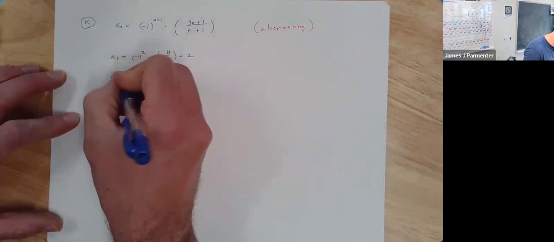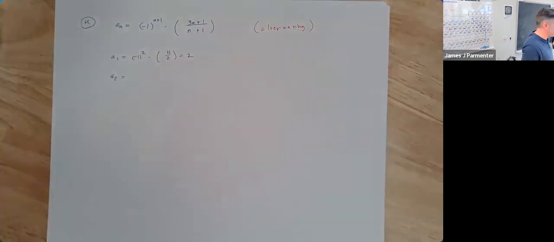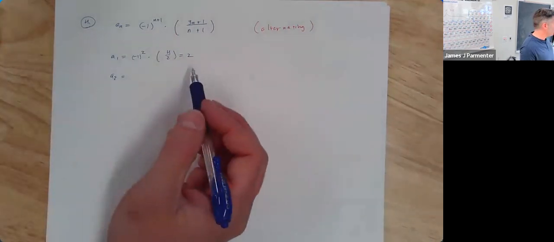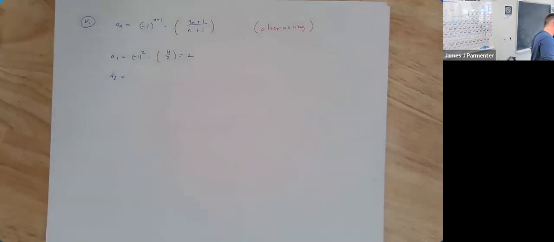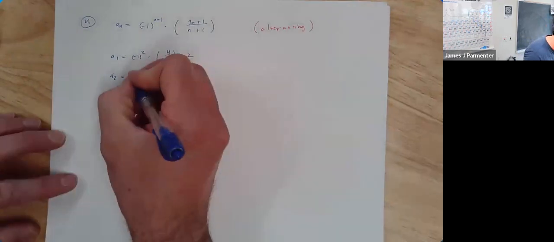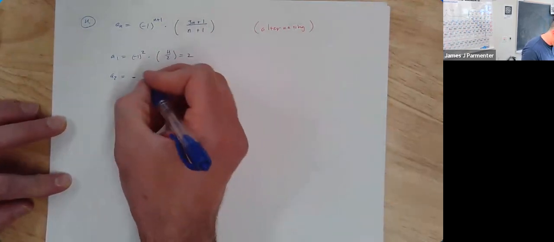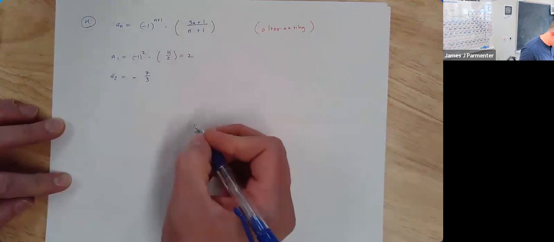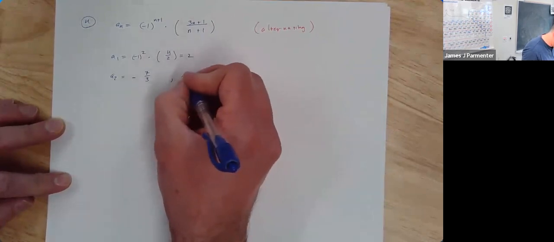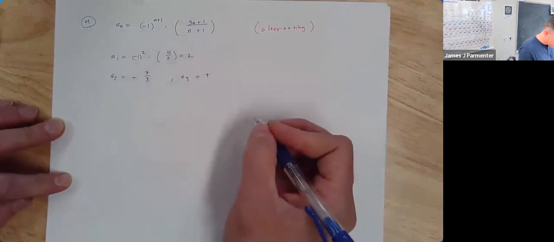A sub 2. So I know I don't want to write -1 cubed because I know that once the first term is positive, the next term is going to be negative. And the next term is going to be positive. And the next term is going to be negative. But I know my next term is going to be negative, and I'm just going to plug in 2, and we get 7/3. And then my next term is going to be positive.